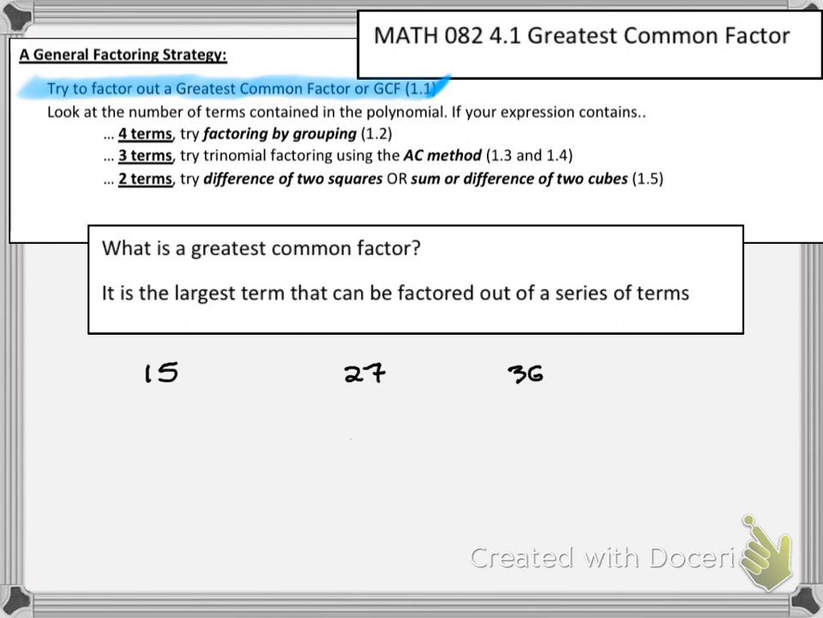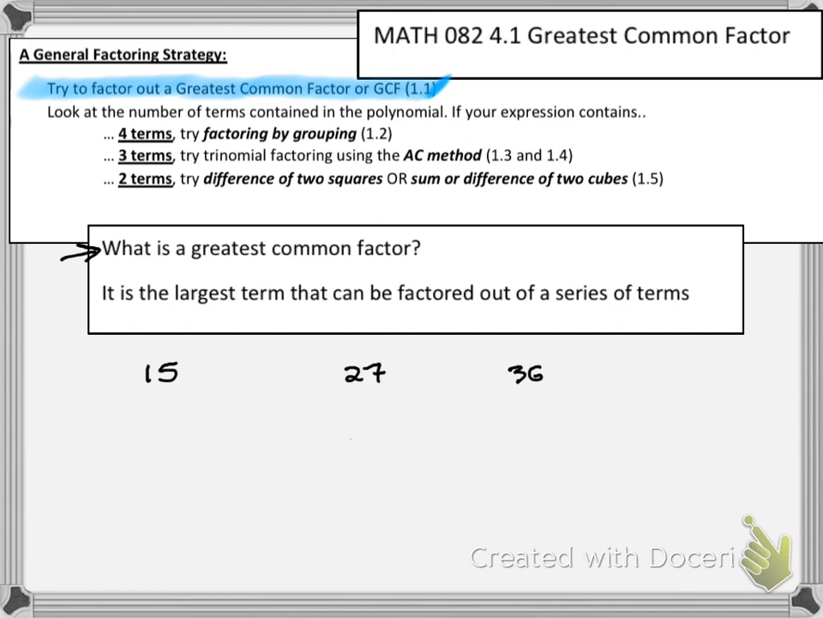Before we can do that, we need to answer the question, what do we mean by the phrase greatest common factor? Simply put, it is the largest term that can be factored out of a series of terms. And I use the word term instead of number because it could be a combination of numbers and variables.